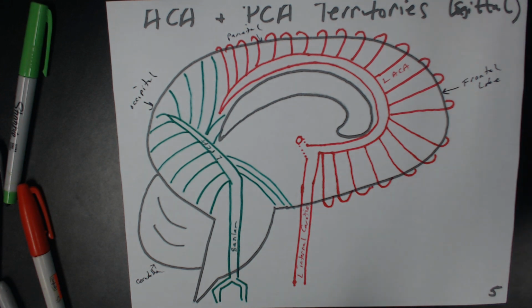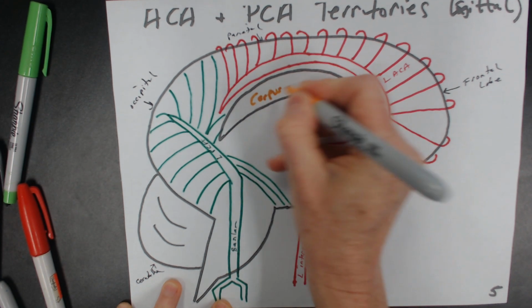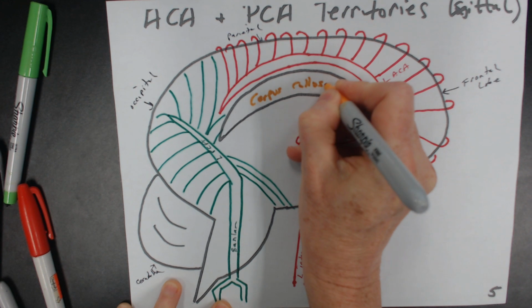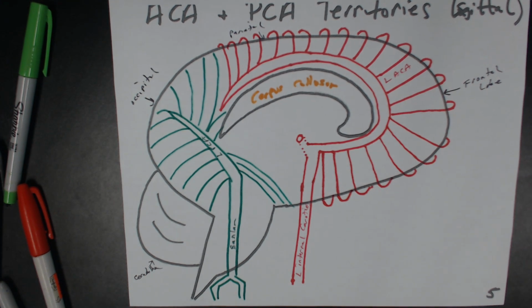Let me label that. And this is, as I said before, your corpus callosum. I just wrote corpus callosum. That's that major conduit of white matter that connects left and right halves of the brain. Myelinated axons.